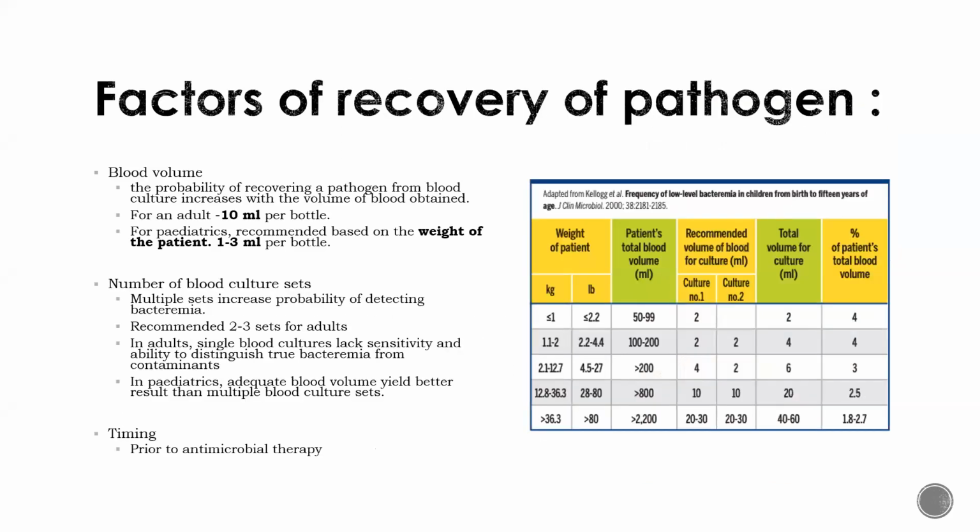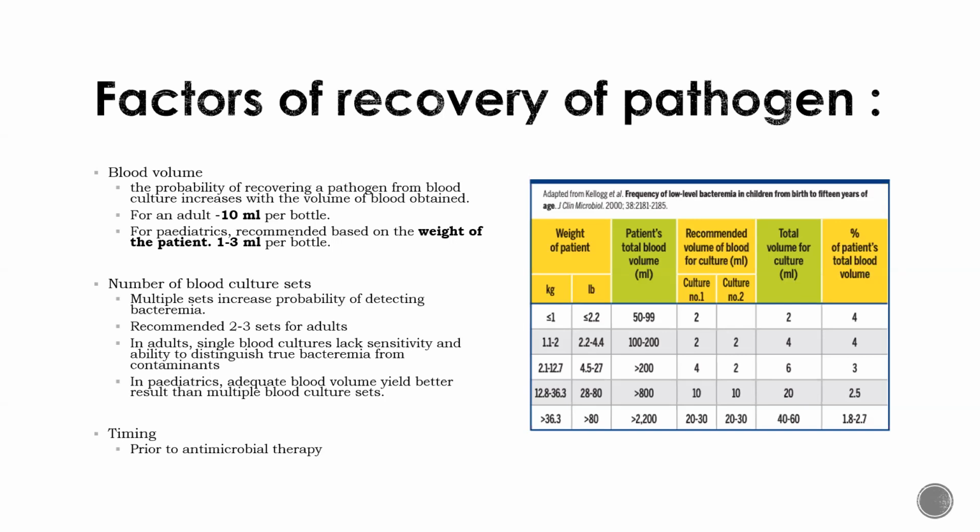So, what are the factors that affect the recovery of the pathogen? Meaning, the blood culture is positive and the antibiotic is effective. The factors would be, number one, blood volume. If the blood volume is adequate, the probability of recovering a pathogen from the blood culture increases.